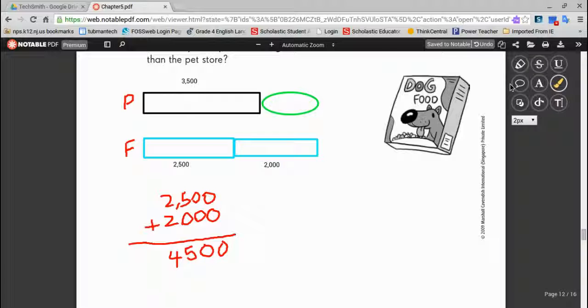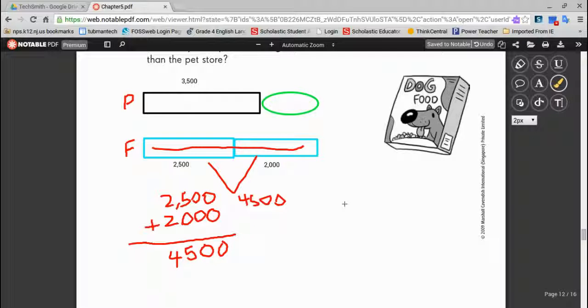And again, I want to cross it out. Let's see if I can cross it out using this way. No. Alright, so what I like to do is I like to put that into my bar model. So these two together is 4,500. So I know right now that my entire farm donates 4,500. My pet store donates 3,500. So again, I want to find the difference between my farm and my pet store.